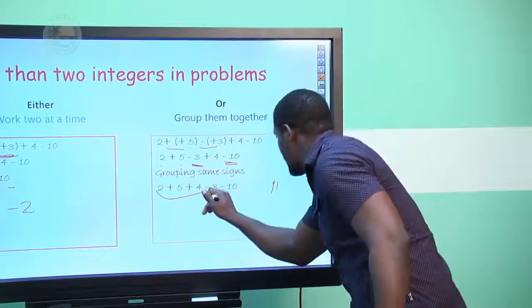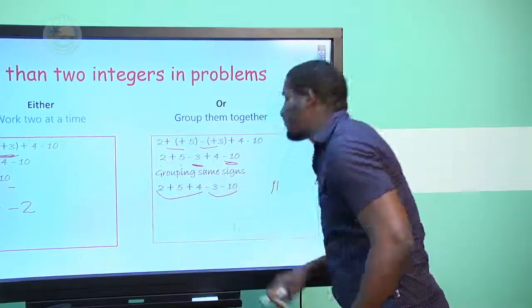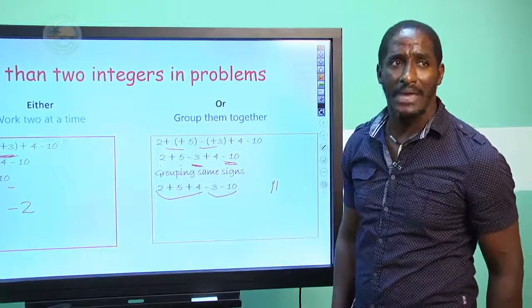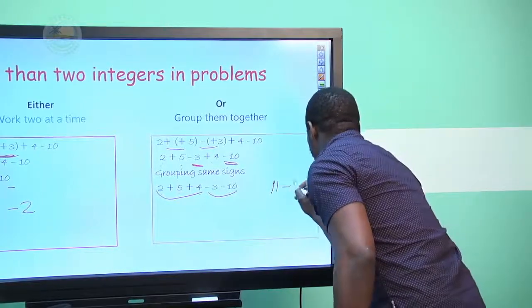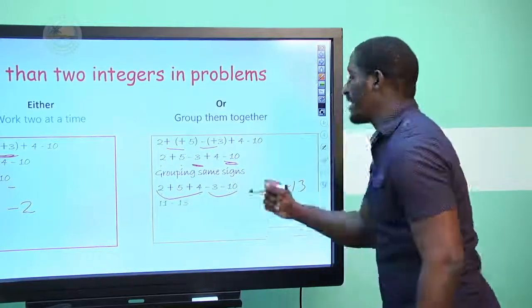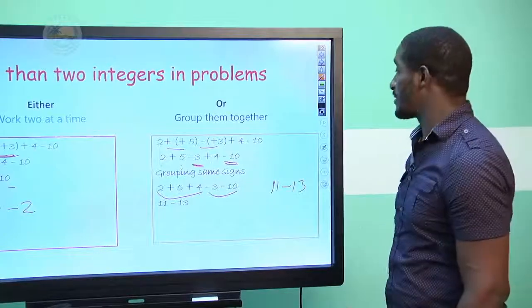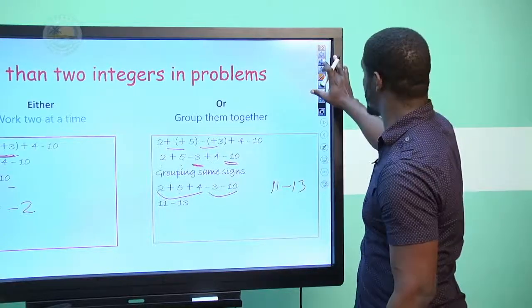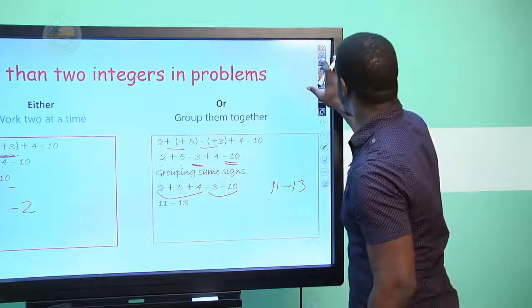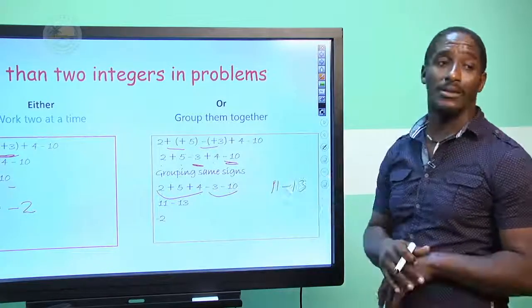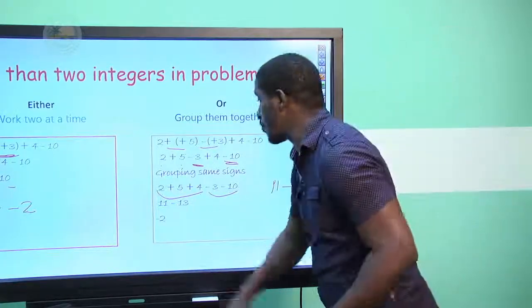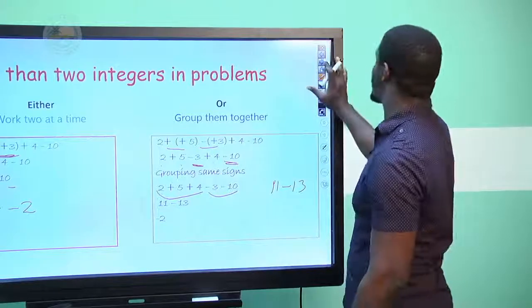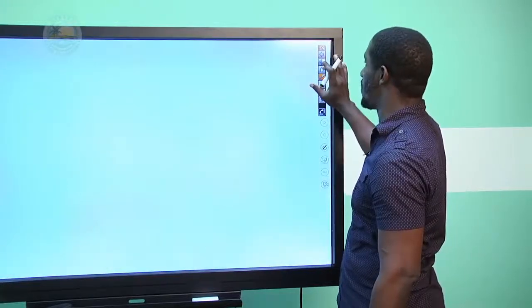And what is negative 3, negative 10? Signs and numbers are the same. Add them and keep the sign. That is going to be negative 13. So it becomes positive 11 minus 13, or positive 11, negative 13. And what is that? Positive 11, negative 13, if the signs and the numbers are different, subtract the smaller number from the bigger number and carry the sign of the bigger number.